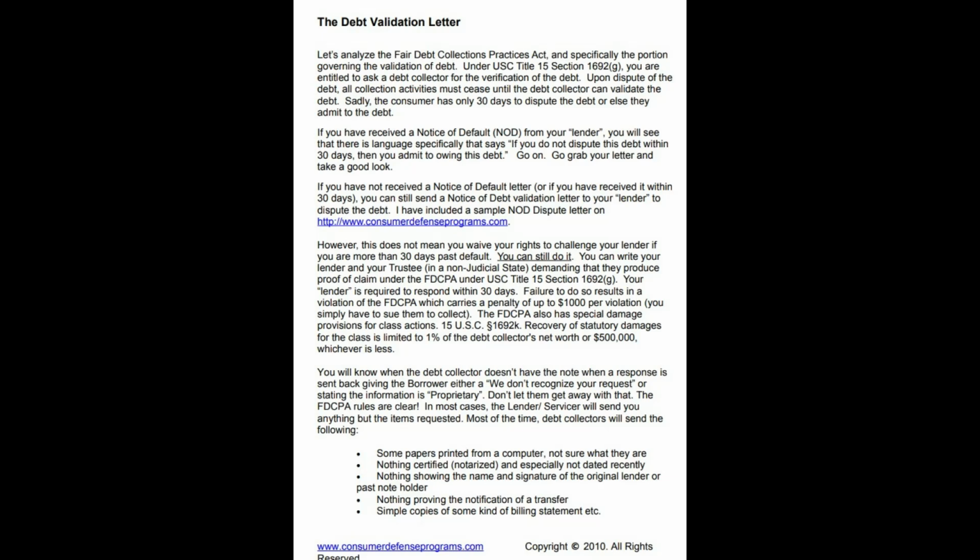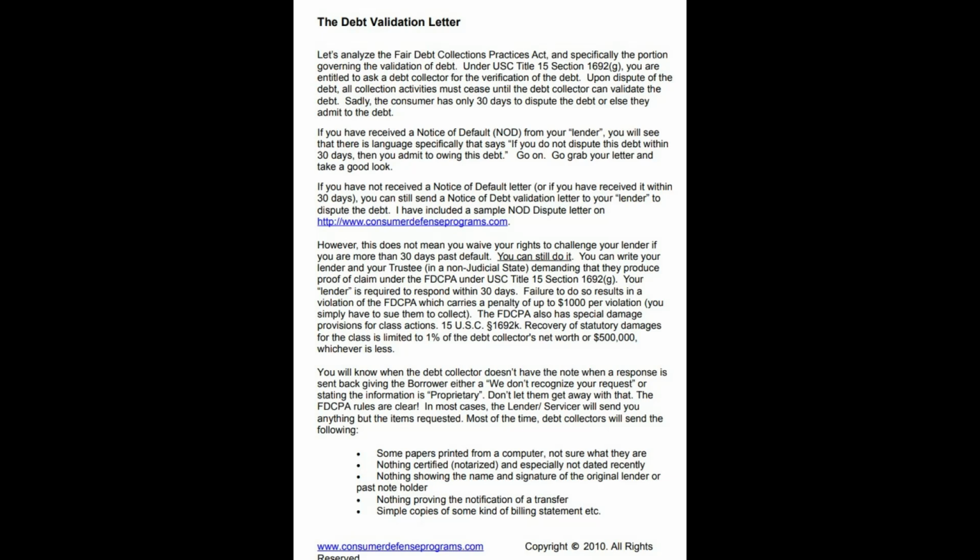The FDCPA also has special damages provisions for class actions. 15 USC 1692k, recovery of statutory damages for the class is limited to 1% of the debt collector's net worth, or $500,000, whichever is less. So you see they already have damages in the amount stipulated here in the 15 USC. So you don't have to try to figure out how much you're going to charge them. It's already here. And all you've got to do is prove their violations, sue them, and you get that money.